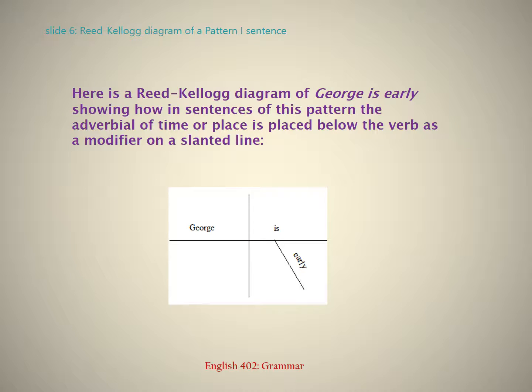Here is a Reed-Kellogg diagram of George is early, showing how in sentences of this pattern the adverbial of time or place is placed below the verb as a modifier on a slanted line.